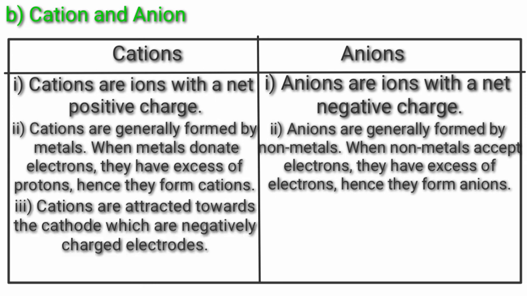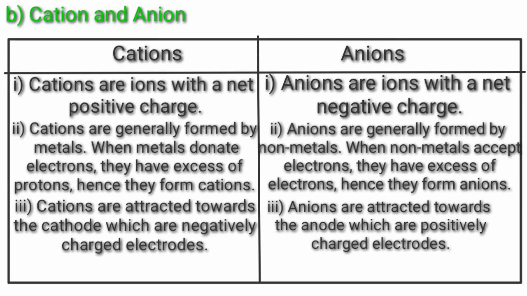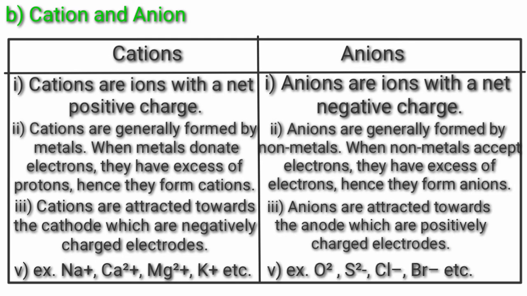Cations are attracted towards the cathode, which is a negatively charged electrode. Anions are attracted towards the anode, which is a positively charged electrode. Cation examples: Na+, Ca2+, Mg2+, K+. Anion examples: O2-, S2-, Cl-, Br-.